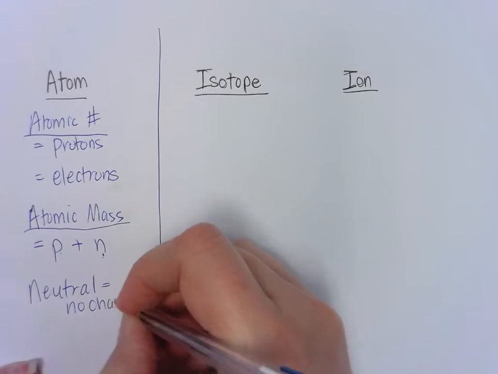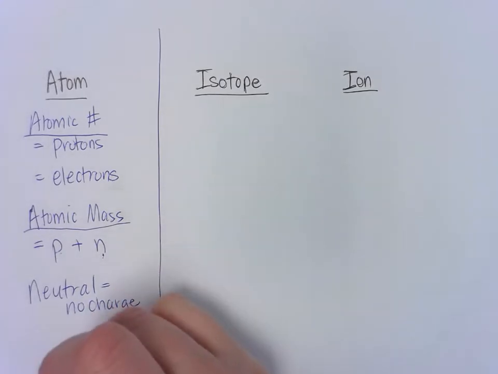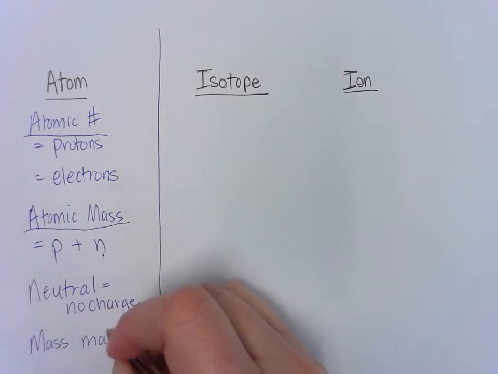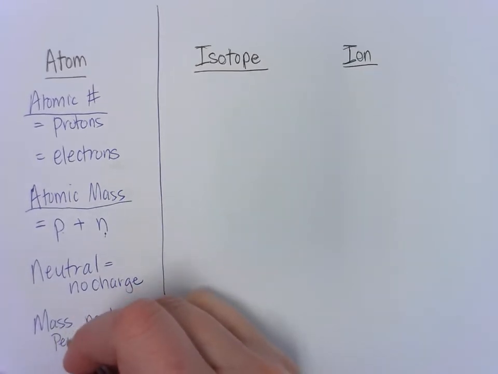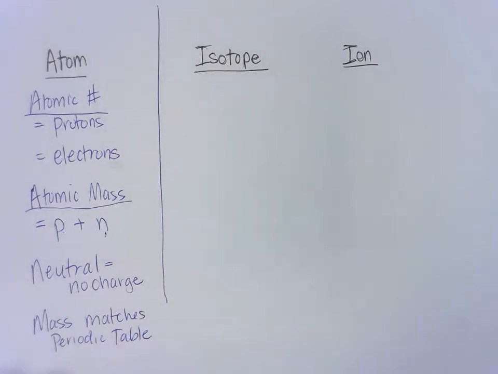and we can also expect them to have the mass typically that's on the periodic table. So the mass will match the periodic table. Okay, so that's atoms. Now let's go ahead and look at isotopes.